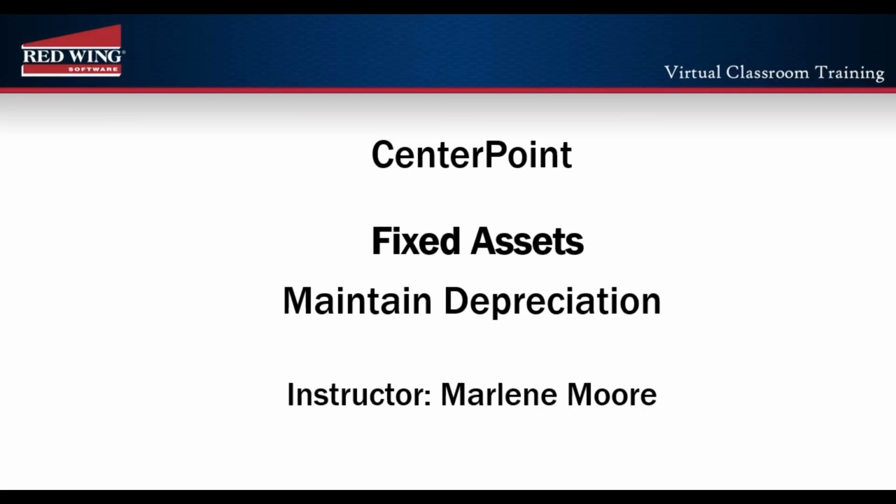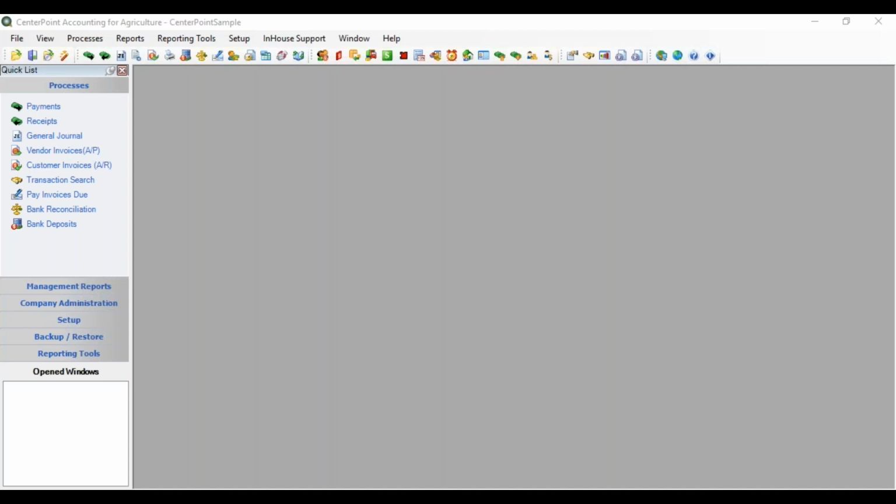Depreciation of fixed assets can be maintained in CenterPoint one of two ways. CenterPoint accounting software allows you to maintain basic depreciation details, or Red Wing software offers a CenterPoint depreciation module that calculates depreciation for you based on the type of asset it is, the depreciation method, and depreciation tax rulings. If you are using the depreciation module, you'll want to refer to topics on depreciation module. This video is going to be addressing basic depreciation.